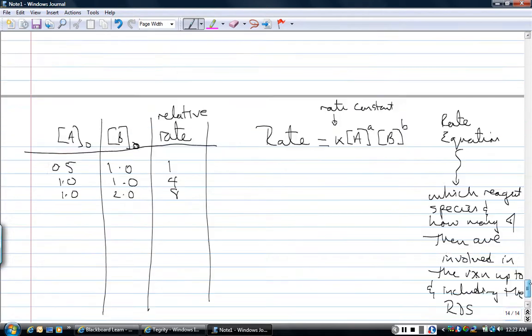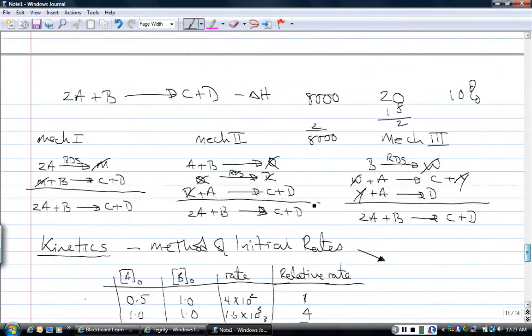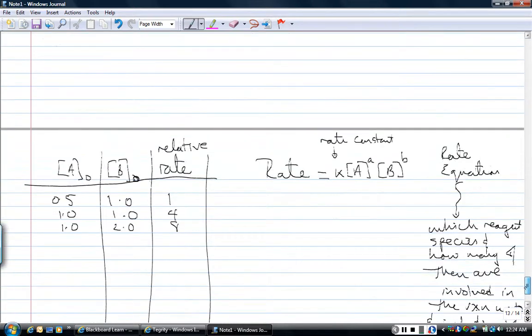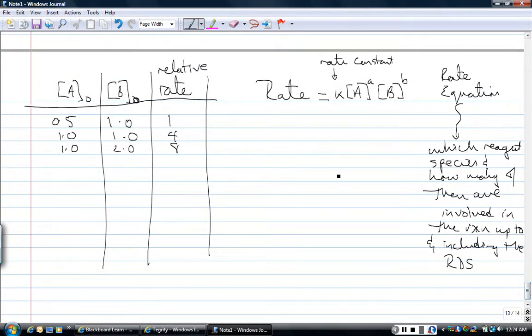That's important because if you look at the mechanisms that were proposed, it'll be able to tell me, well look, were there 2 A's that were involved up to and including the RDS, or maybe it was an A and a B that were involved up to and including the RDS, or maybe it's just a B alone. If I have that information, I can immediately say mechanism 1 is consistent, but mechanism 2 and 3 are not consistent. So the rate equation is very important, which is why it's critical that I get good kinetic data so we can get information in the rate equation.